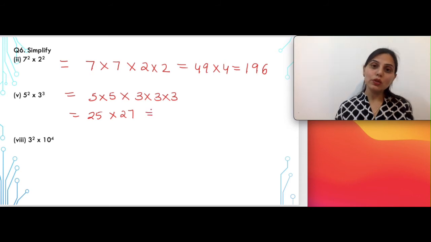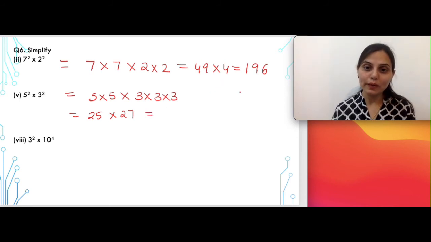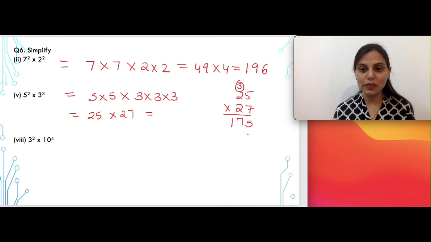So children, you need to be very careful while multiplying the terms. Let us solve this by multiplication. 25 multiplied by 27. 7 5s are 35. 7 2s are 14 plus 3 will give you 17. 2 5s are 10. 2 2s are 4 plus 1 will give you 5. So the answer for this will be 675.